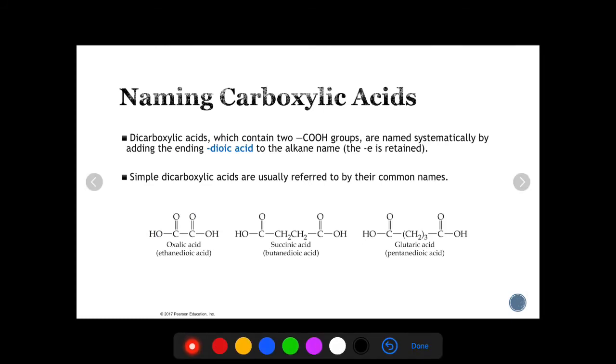So again, simple carboxylic acids are named by their common names, but we have the IUPAC names underneath there. So since there's two carbons, then we would say ethane dioic acid. This one has 4 carbons, so butane dioic acid, and then 5 carbons, pentane dioic acid. And we know that the carboxyl groups are on the end, so there's no need to label where they are.